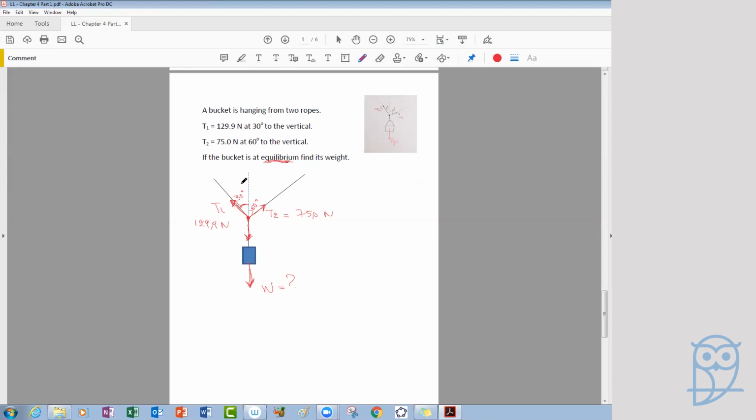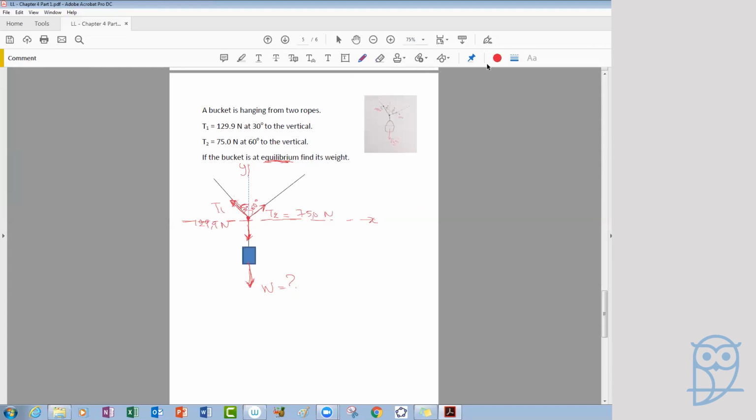Maybe I should do a better drawing. Anyway, this set is in my way and I can't draw my components. So this is 30 degrees. Let us take this to be our y-axis and a horizontal axis, x, would be horizontally. Let us analyze all our forces that need to be analyzed. The T1 and T2 need to be analyzed. The weight does not need to be analyzed because it's already on the y-axis.